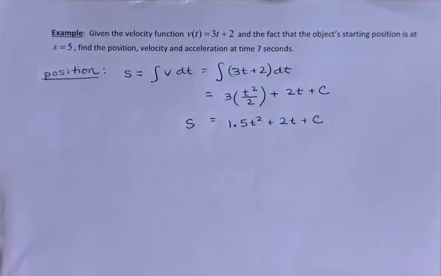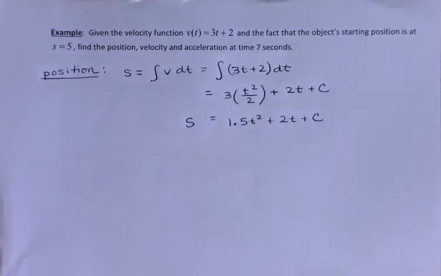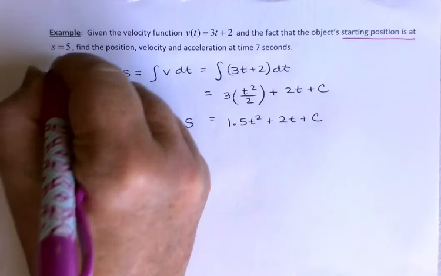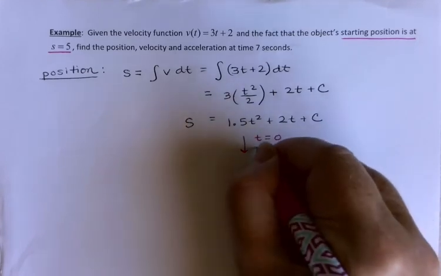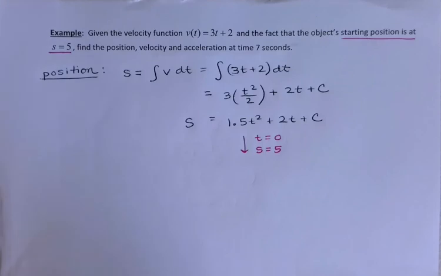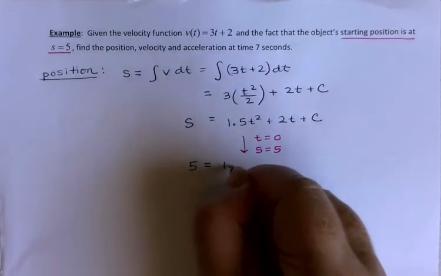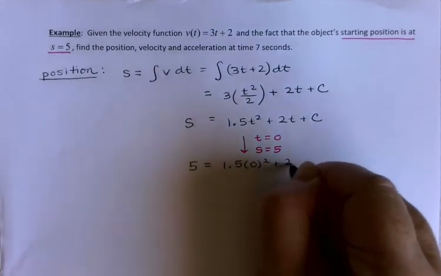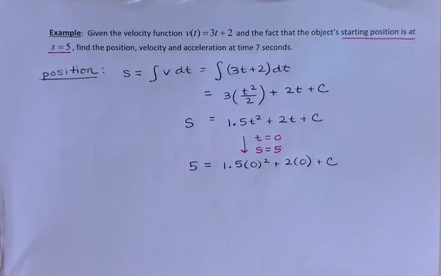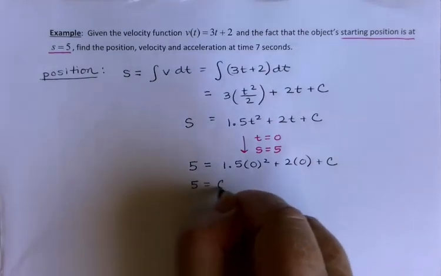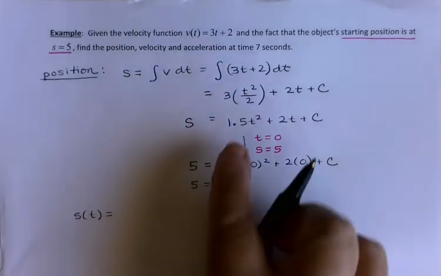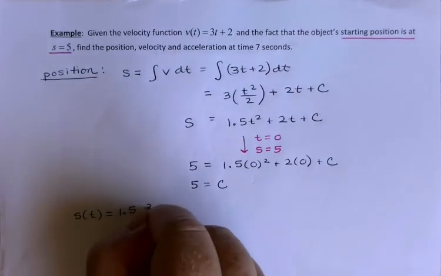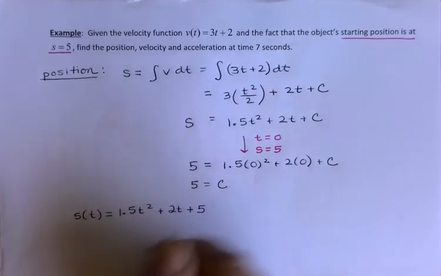That's my position function. Now they gave me enough information to solve for that starting position, right? We do know that the starting position is s equals 5. So I'm going to say that at the beginning, at time 0, s has to be 5. And plugging that in, I can see that c is 5. So my final position equation, s of t, is 1.5 t squared plus 2t plus 5.